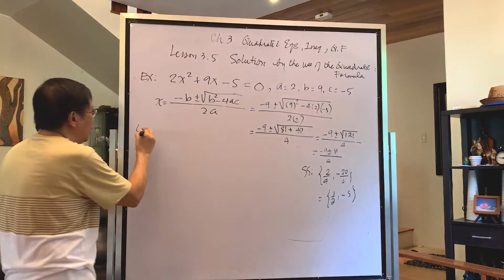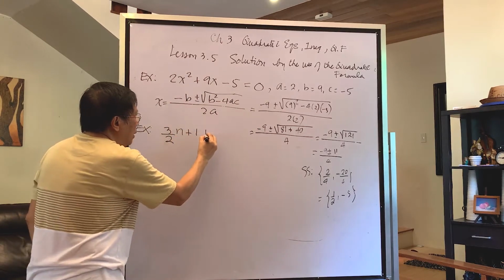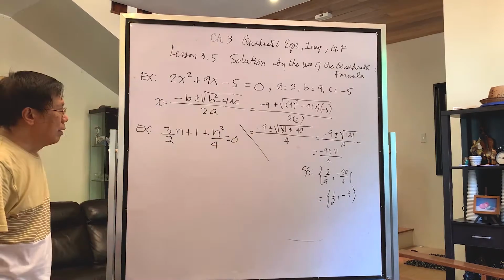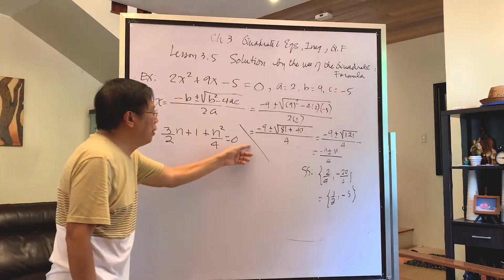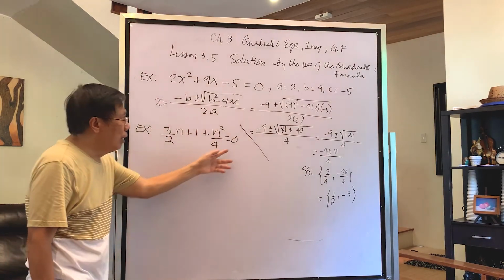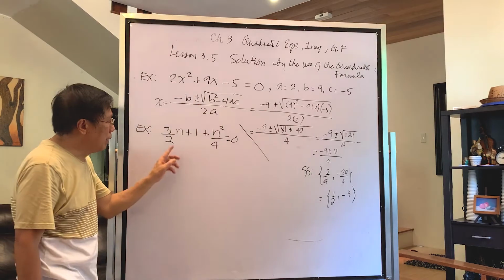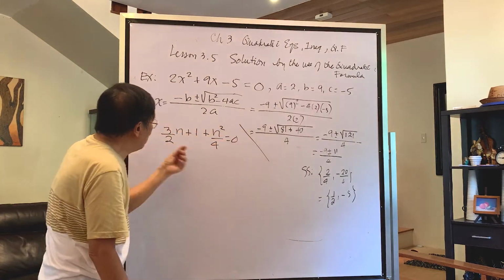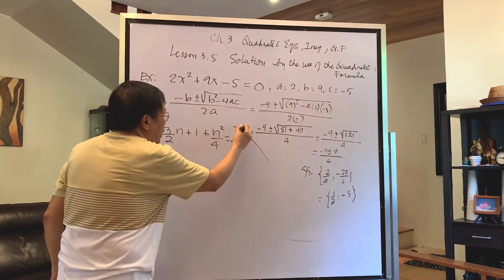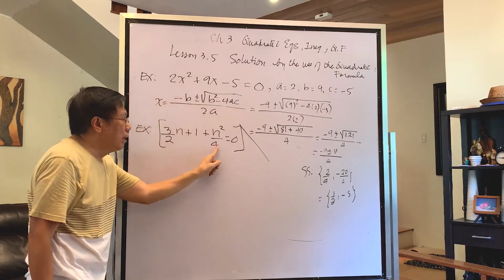Next example, suppose we have (3 over 2)n plus (1 plus n squared) all over 4 equals 0. Notice that this equation contains fractions. It will always be wise to have all the coefficients be integers, which means I have to transform this equation so that I will get rid of these denominators.